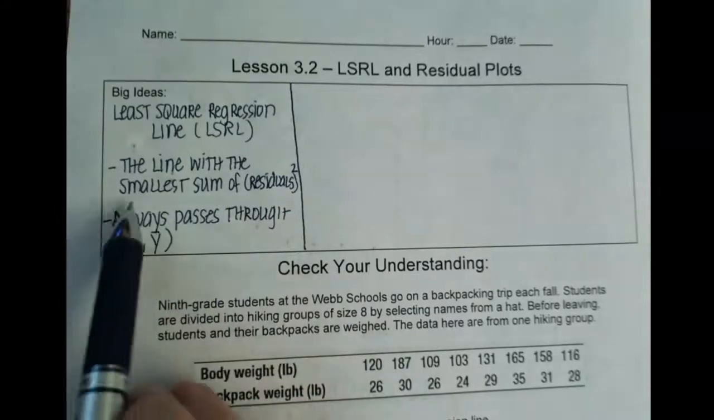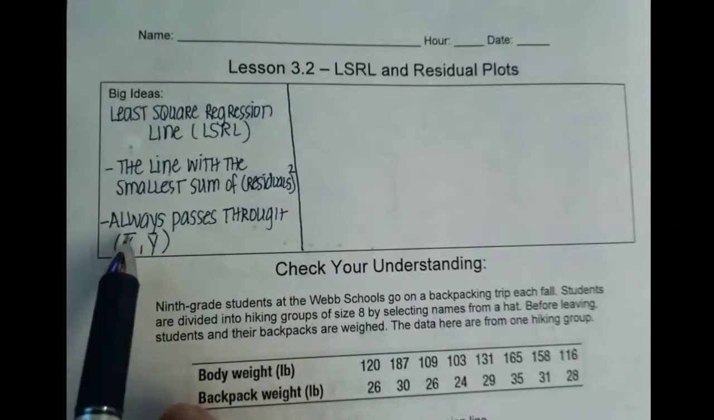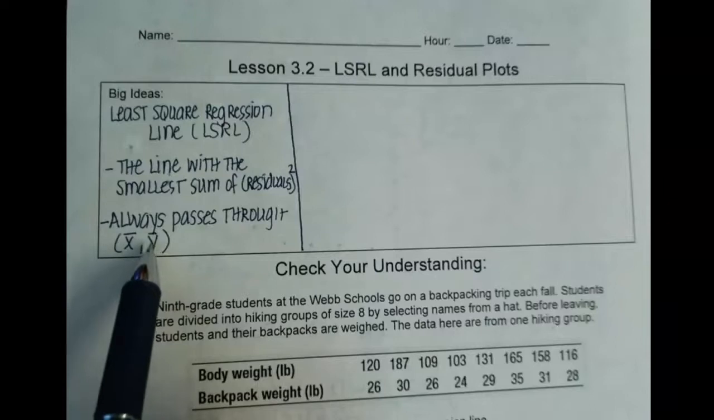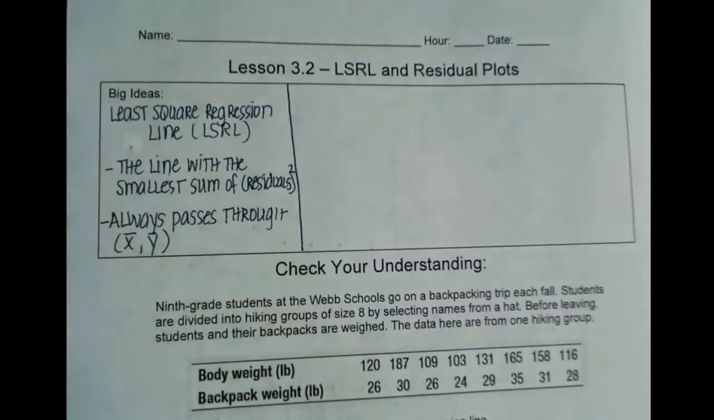So you're just minimizing the error from the line with this line, and that's always what your calculator gives you. Another thing about that line is it's always going to pass through the point x bar, y bar. Remember, x bar is the average. So this is the average of the x's, and this is the average of the y. So it will always pass through that point.